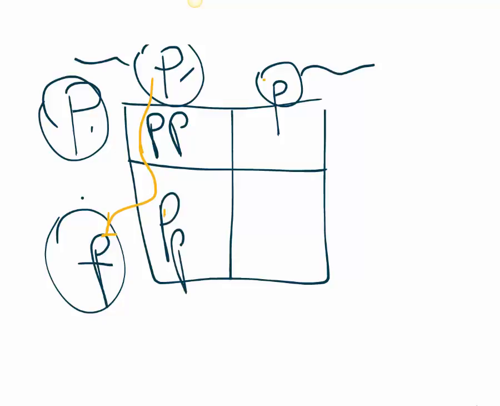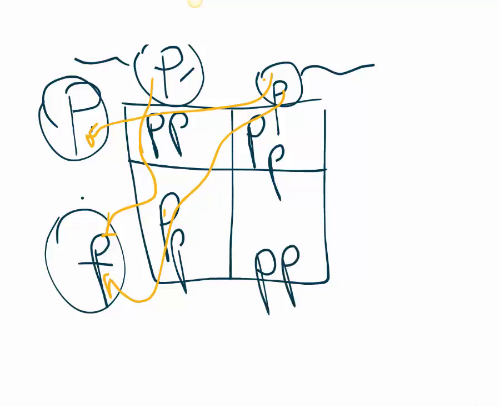If this sperm fertilizes this egg, we're going to have a big P, little p zygote. And if this sperm fertilizes this egg, we're going to have little p, little p.